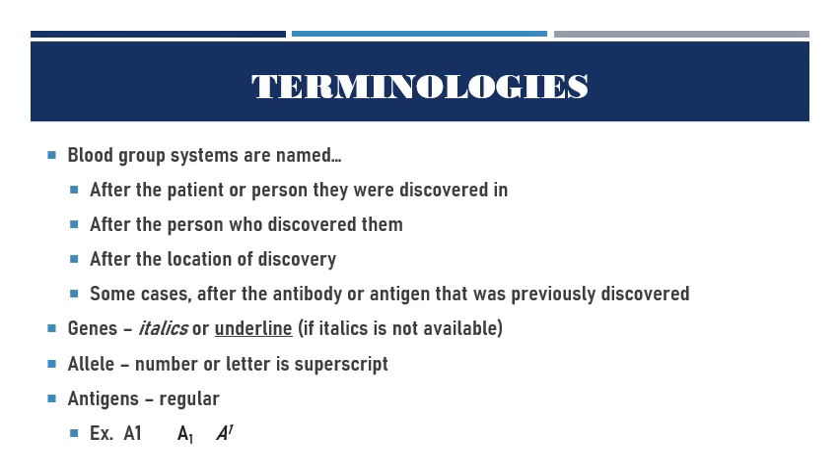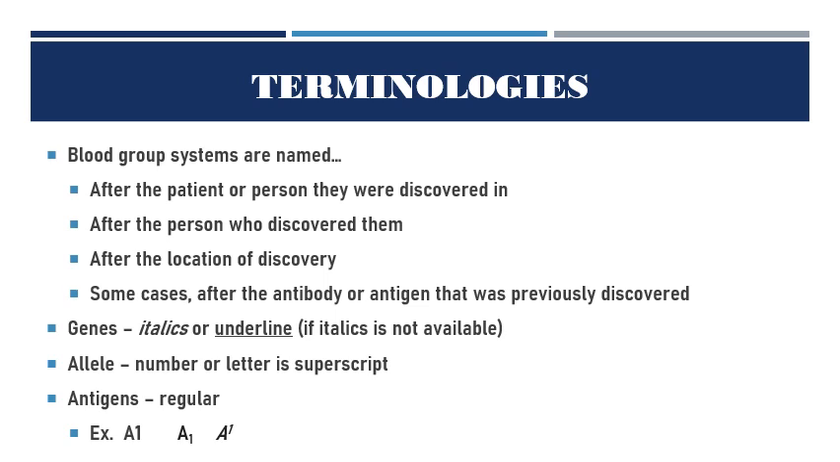Question: where do the names of the blood group systems come from? Blood group systems are named after the patient or person they were discovered in, after the person who discovered them, after the location of discovery, or in some cases, after the antibody or antigen that was previously discovered.